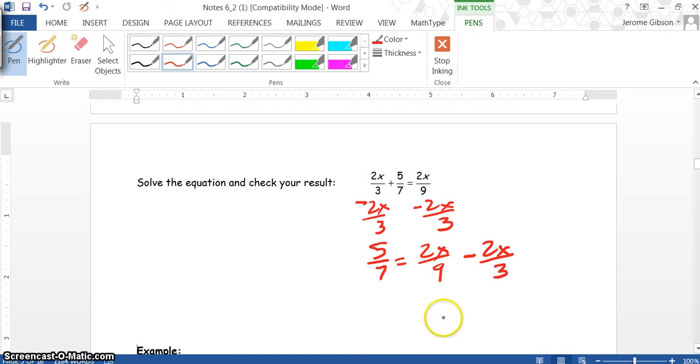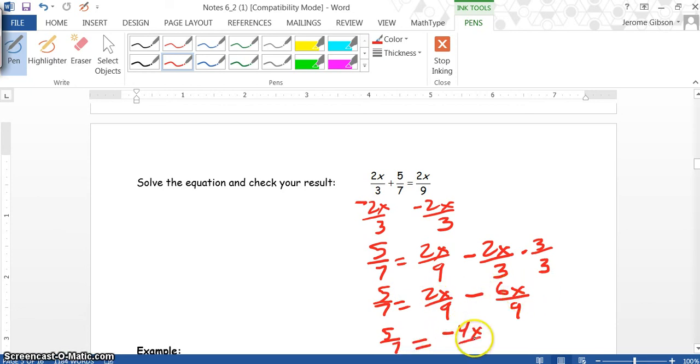Now we have to find a common denominator. The common denominator of 9 and 3 we know is 9. So we'll multiply this numerator and denominator by 3. So we have 5 sevenths is equal to 2x over 9 minus 2x times 3 is 6x, and 3 times 3 is 9. Now we combine our like terms. We will have 5 sevenths is equal to 2x minus 6x is a negative 4x all over 9.